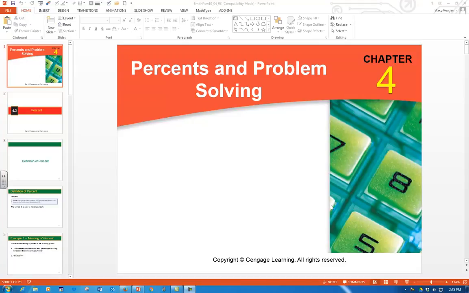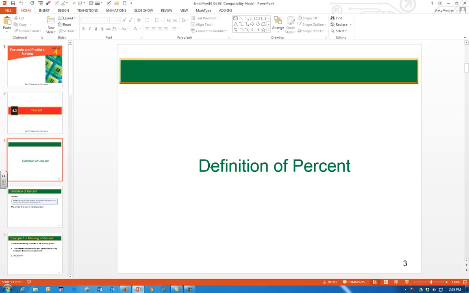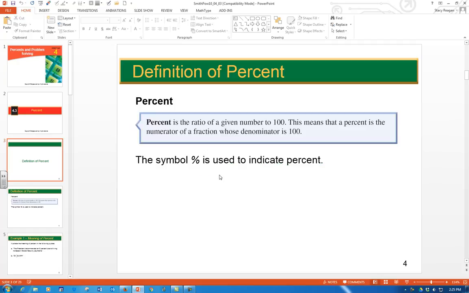Now we take a look at section 4.3. Section 4.3 talks about percents. So we're going in and we're looking at page 185 in your book.